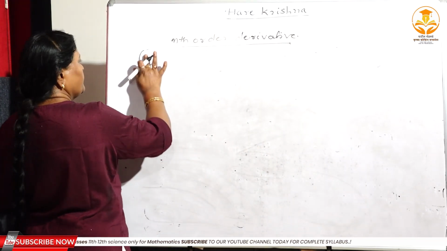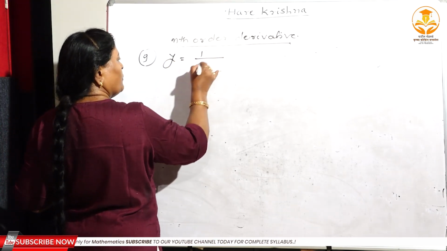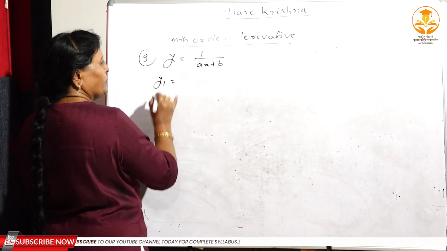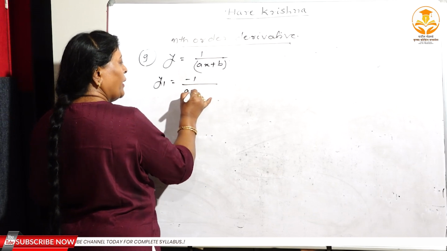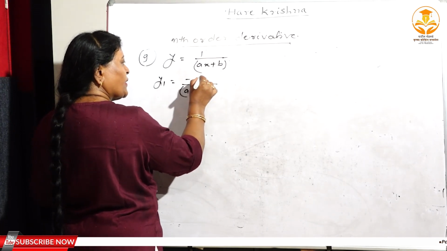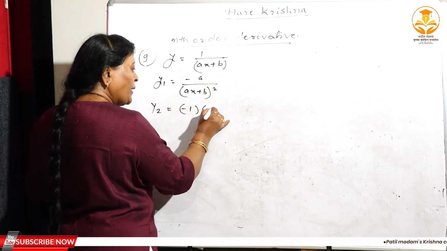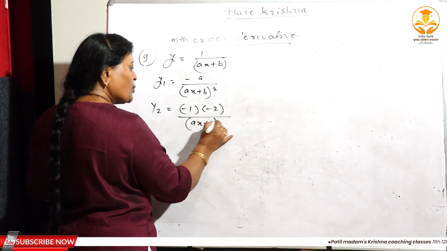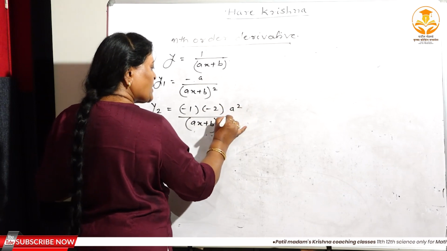Ninth example. Suppose the function is like this, y is equal to 1 upon ax plus b, isn't it? Again what is y1? The power that is equal to minus 1, means minus 1 divided by ax plus b whole square, and the derivative of ax, that is equal to a. y2, again minus 1, minus 2, ax plus b whole raised to 3, and the derivative of ax, that is a, means here you have got a square.